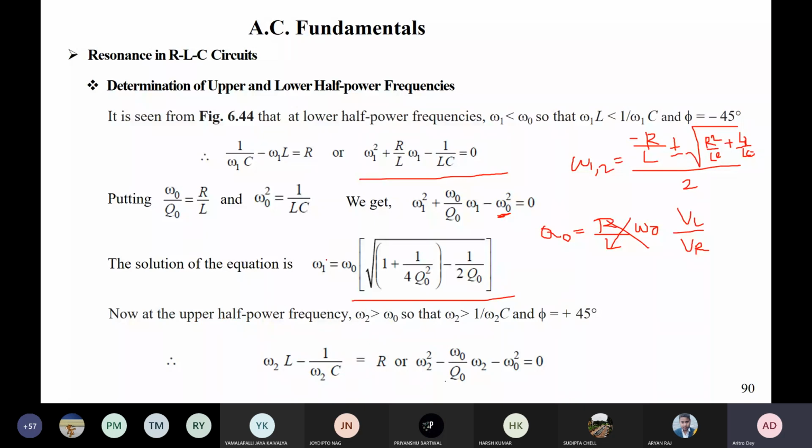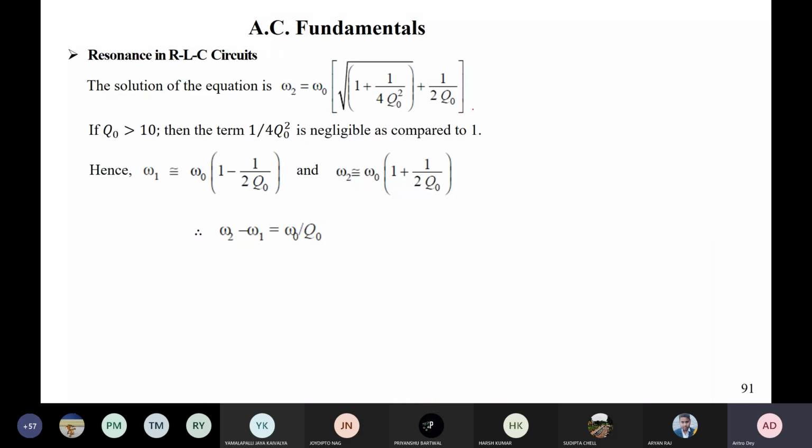So you can get the half power frequency in terms of Q0, that means quality factor, and the resonant frequency omega 0. So now at the upper half power frequency omega 2, you will get plus minus. Here, if you take plus 1, you will get the half power frequency omega 2 greater than omega 0, and another, omega 1, is less than omega 0. Okay, so this is how you can get the expression. So this is one solution.